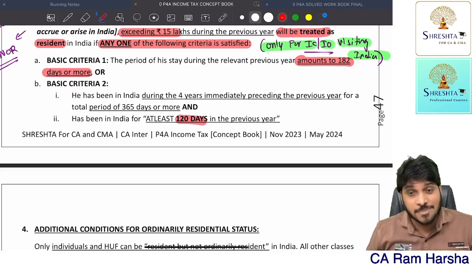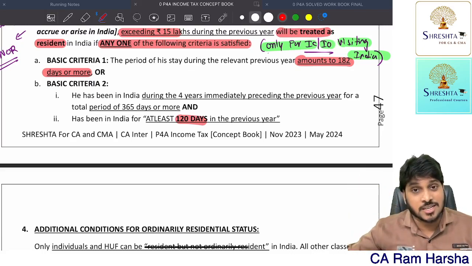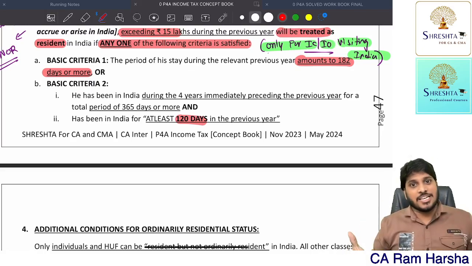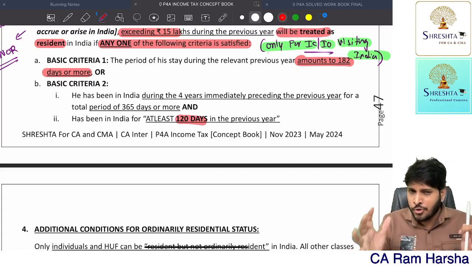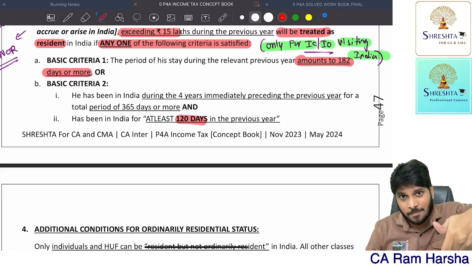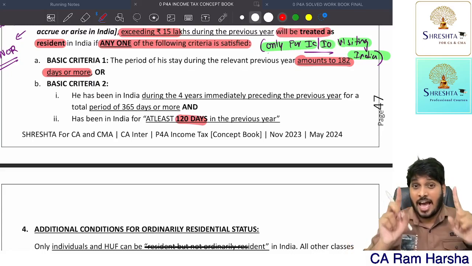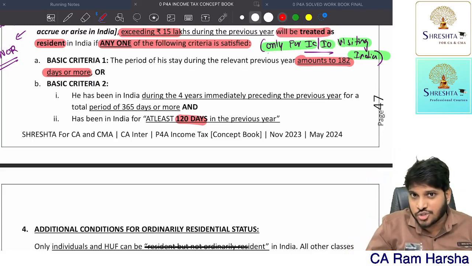The Indian Income Tax Department wanted to bring them under the residential status category. So what they did was define a new basic condition 2 for them. For whom? Indian citizen, Indian origin, settled abroad, visiting India, having more than 15 lakhs income. Remember, this condition is most important: more than 15 lakhs total income, that too from an Indian source, not a foreign source.